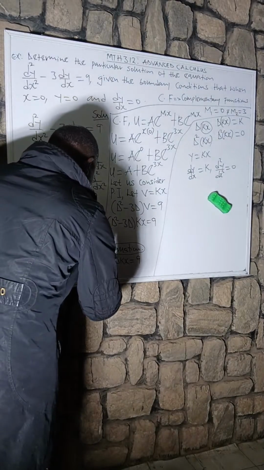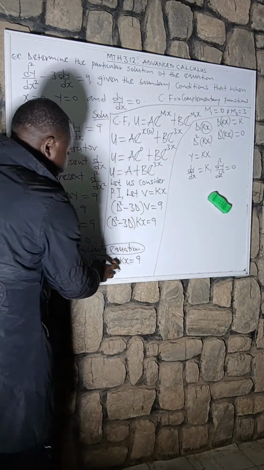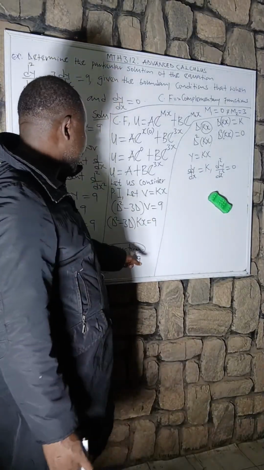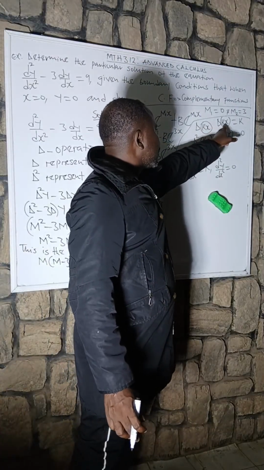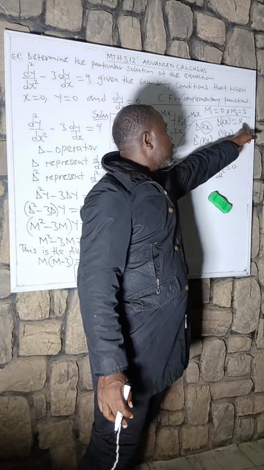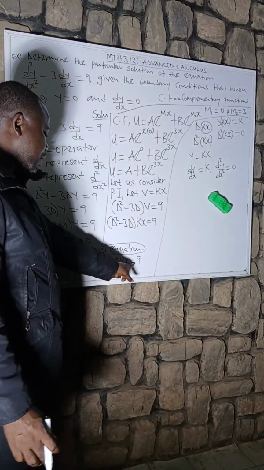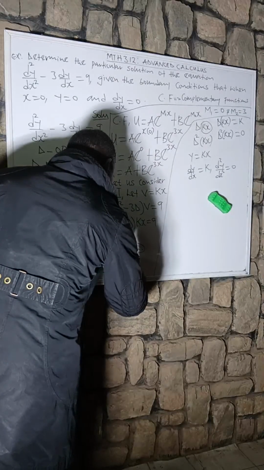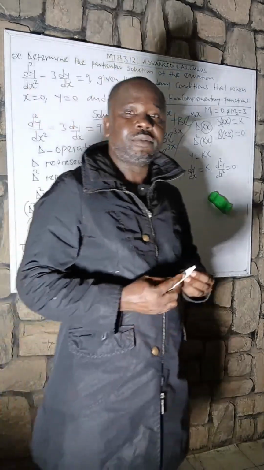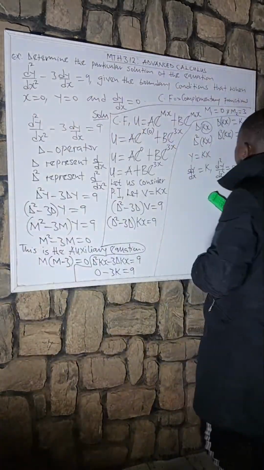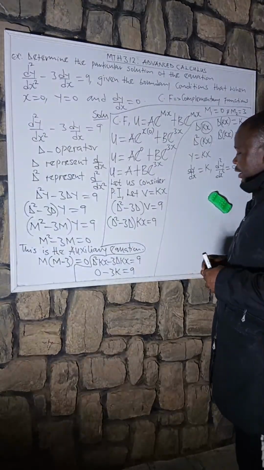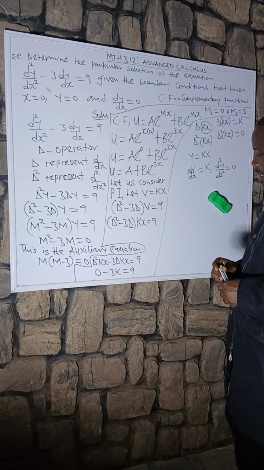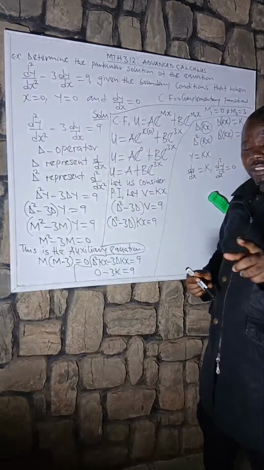So we write 0 minus 3 D(kx). But when we differentiate this kx, we obtain k. So use the k to multiply the constant 3 here, equate it to 9. So here will be 3k equals to 9. Do you agree with me? Exactly. Some of you might ask how this is equal to k. Let me take it all over again.